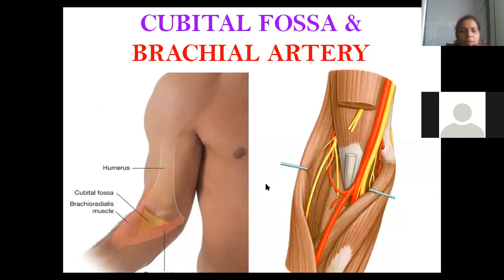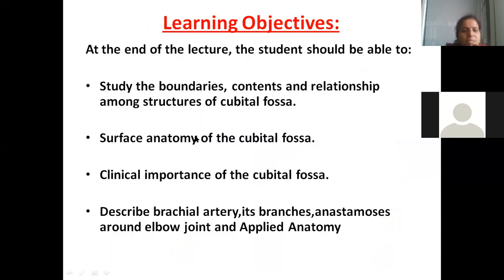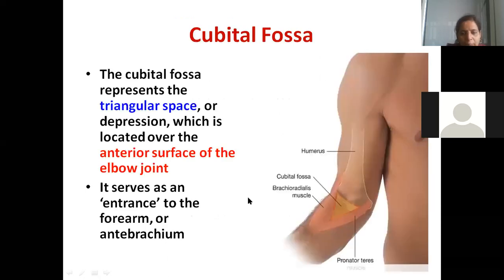Okay. These learning objectives are nothing but the headings under which the question will usually be asked. We should know the boundaries, contents, and relations of the cubital fossa. We will see the surface anatomy and the clinical importance. We will see the brachial artery, its branches, and the radial and ulnar arteries which form the anastomosis around the elbow joint. This itself can be a 5 marks question. So overall we have 3 important questions in this topic.